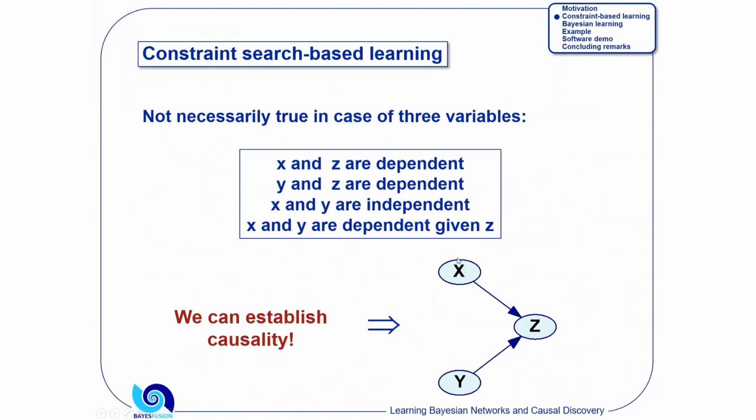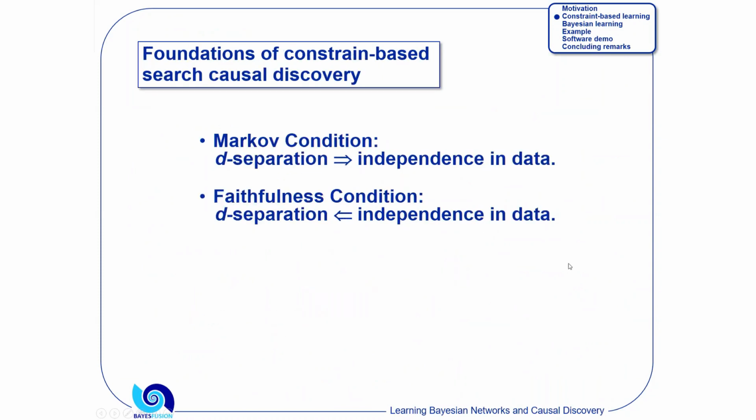Look once again: X and Z are dependent, Y and Z are dependent. Clearly, they are connected. X and Y are independent, no common cause and no chain between them. When you condition on Z, they become dependent. Given these 4 patterns, this is the graph that has to be there.